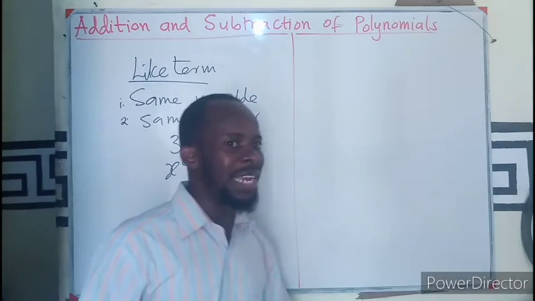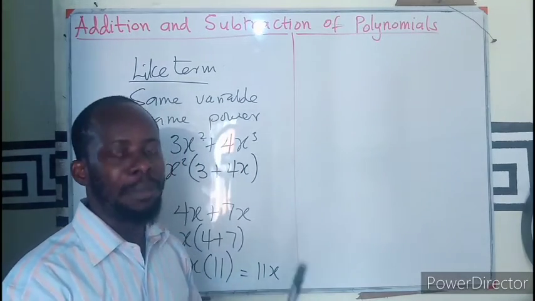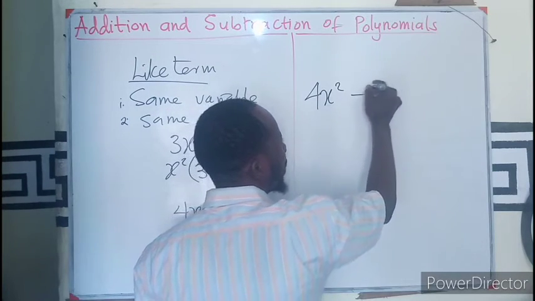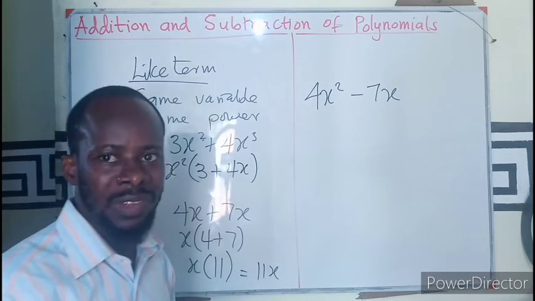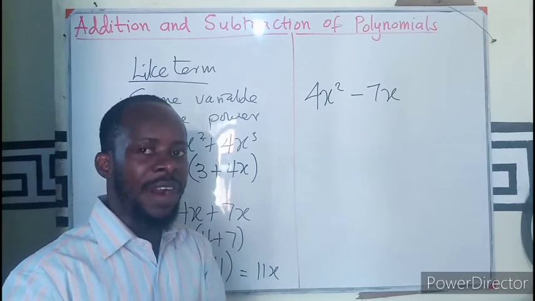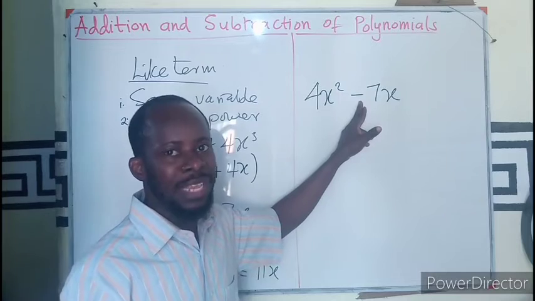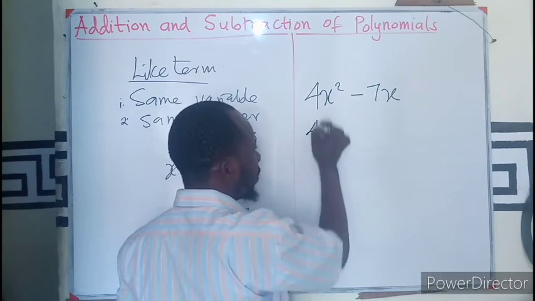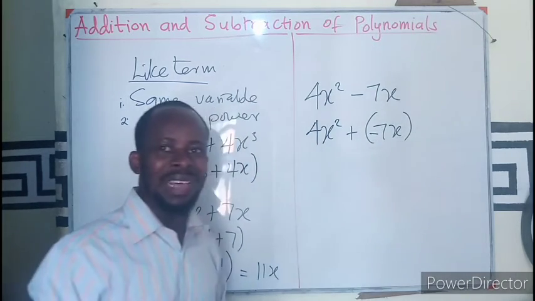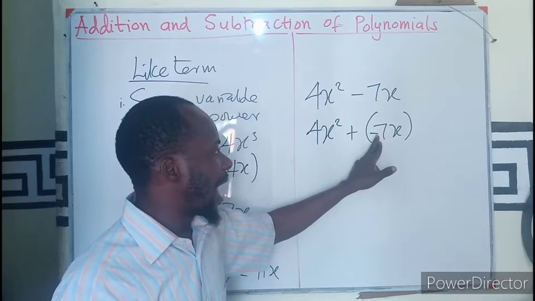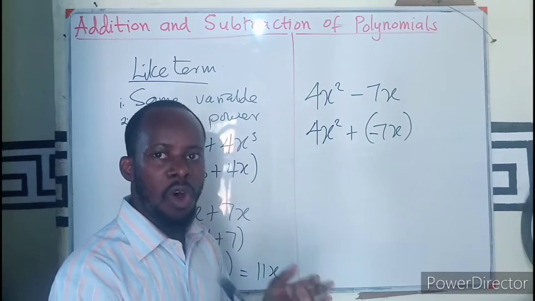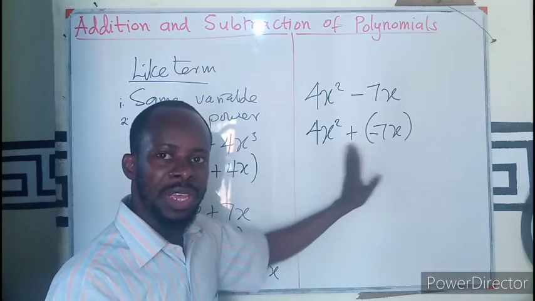The second thing is that the definition says that a polynomial is a sum of terms, but there are instances where we have 4x squared minus 7x. Then you ask yourself, if polynomials are just the summation of terms, then what about the minus? This could also be 4x squared plus, minus 7x. So we are adding minus 7x to 4x squared. That's why we are saying that it's an addition of terms. So this could also be written that way.